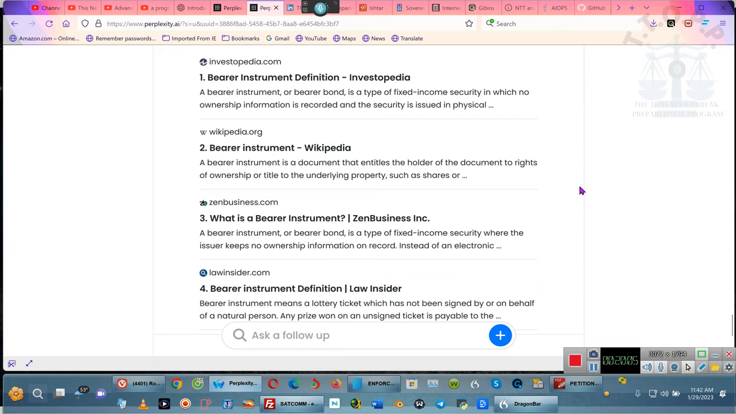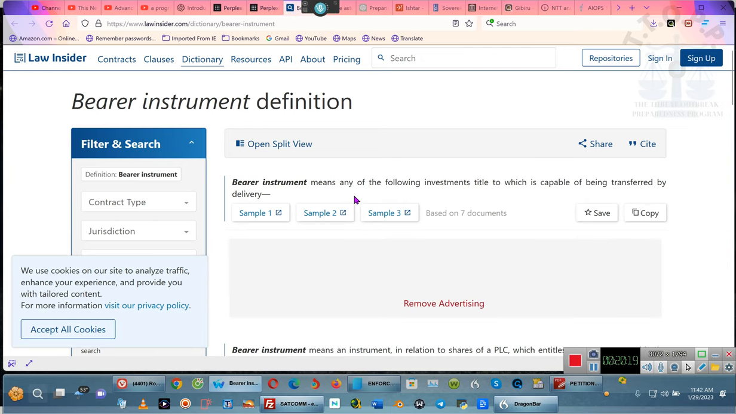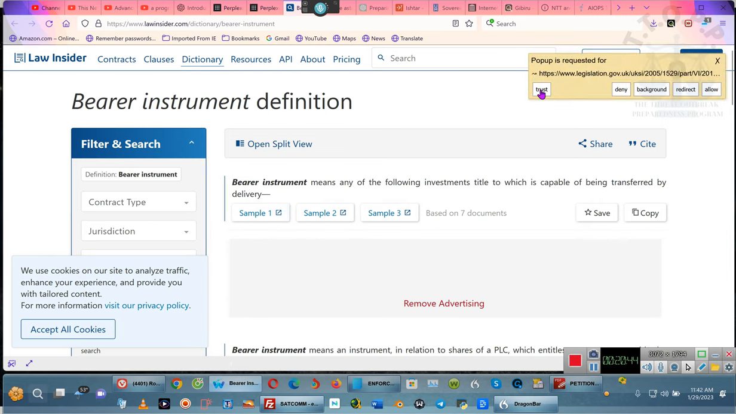Why is it that no ownership information is recorded? And we're going to do this one right here, the Law Insider. The reason no owner information is recorded is that it's not a specific endorsement. It's a blank endorsement. You just sign it, so there's no name on it. So no ownership information is recorded. It's whoever holds the instrument. So whomever you transfer it to, they now become the holder in due course. Okay, many in the following instruments with titles that are capable of being transferred by delivery. Sample one. Let's go to sample one.